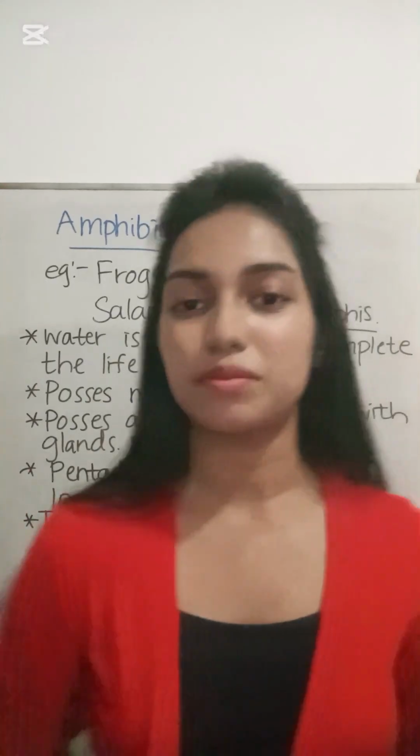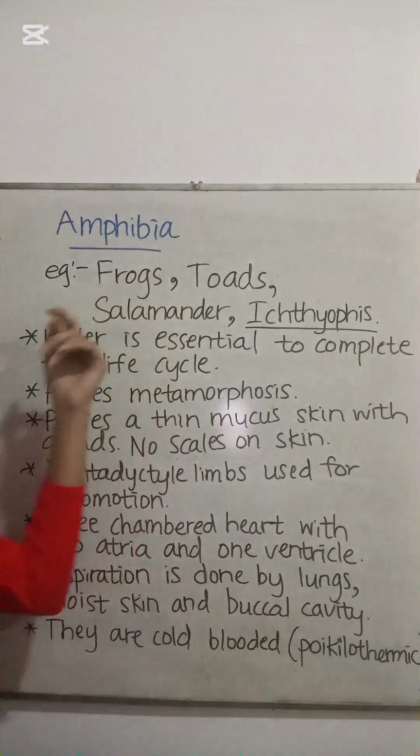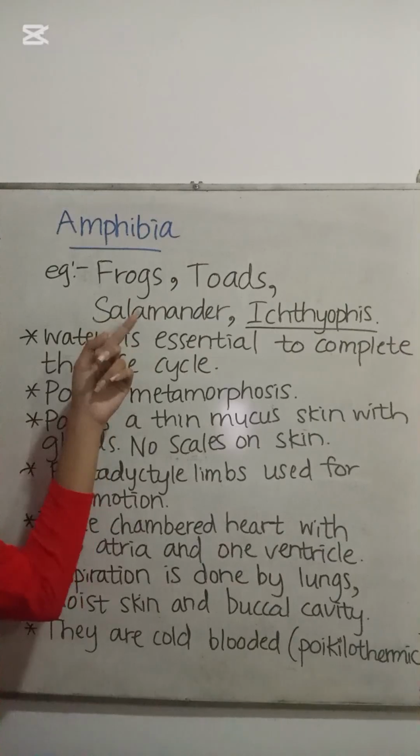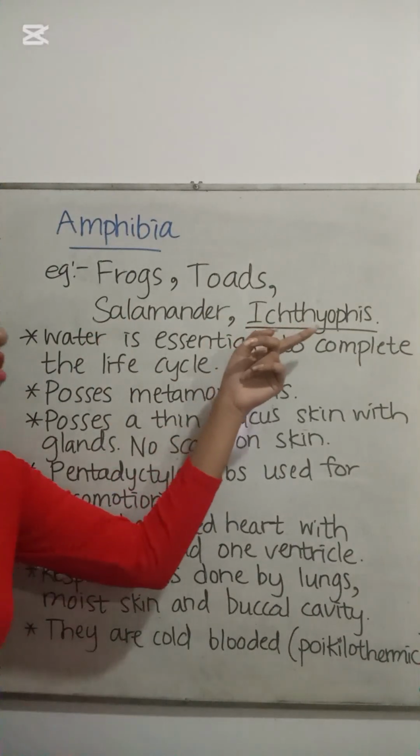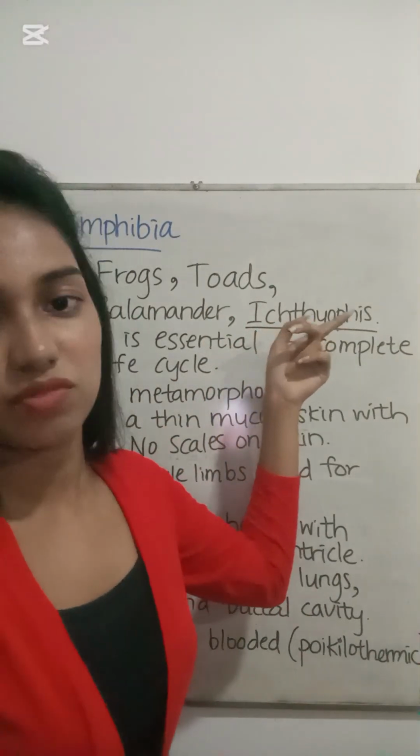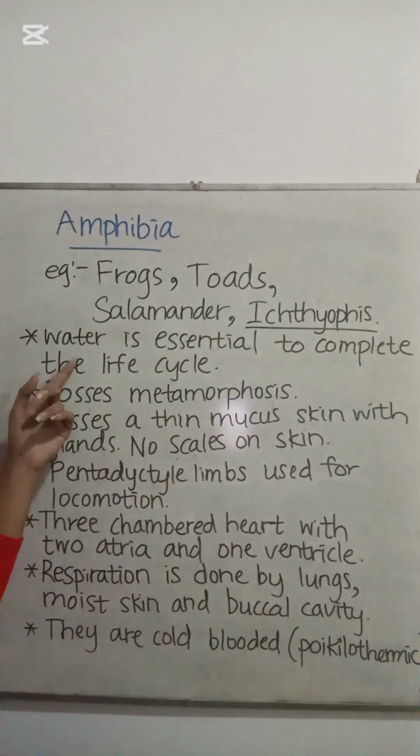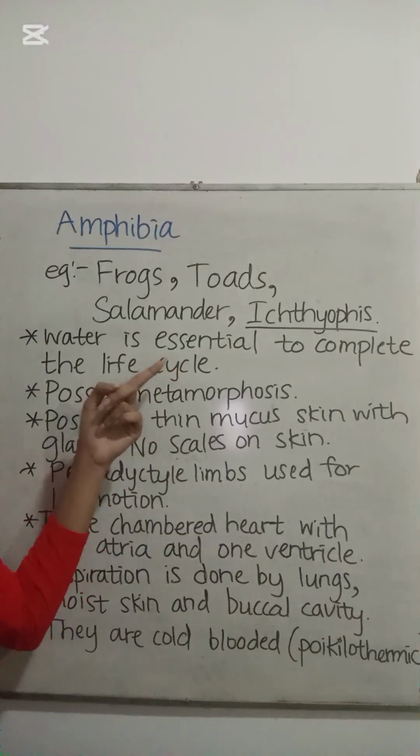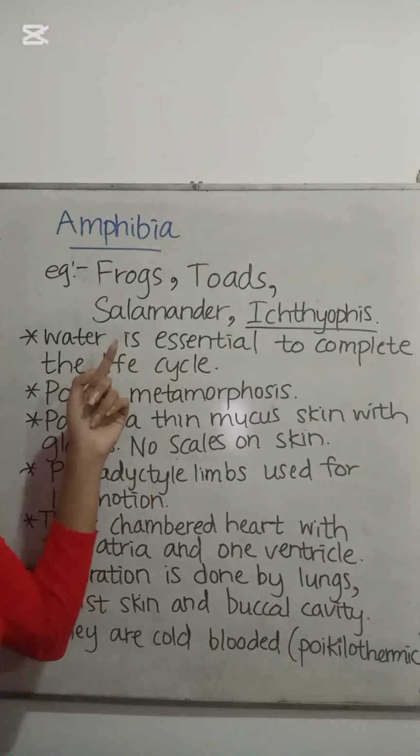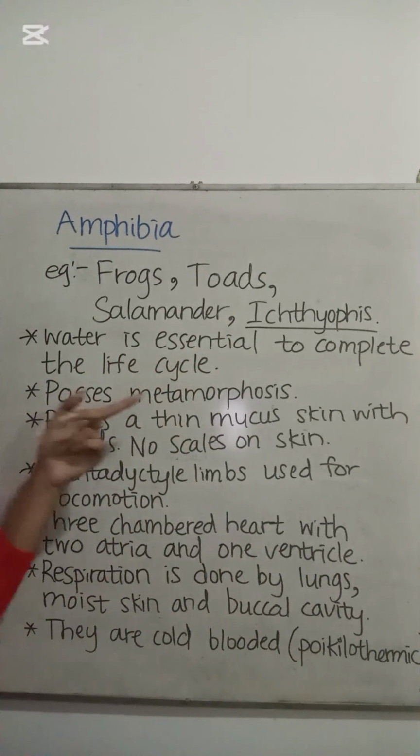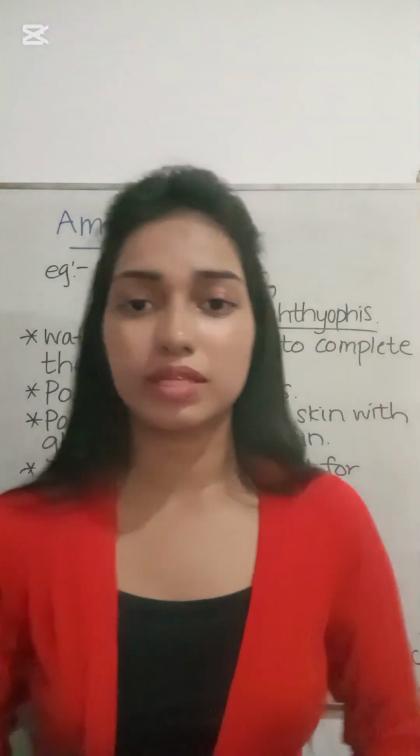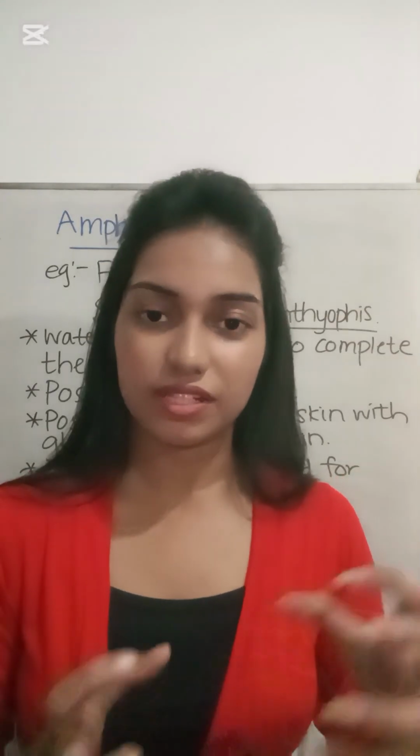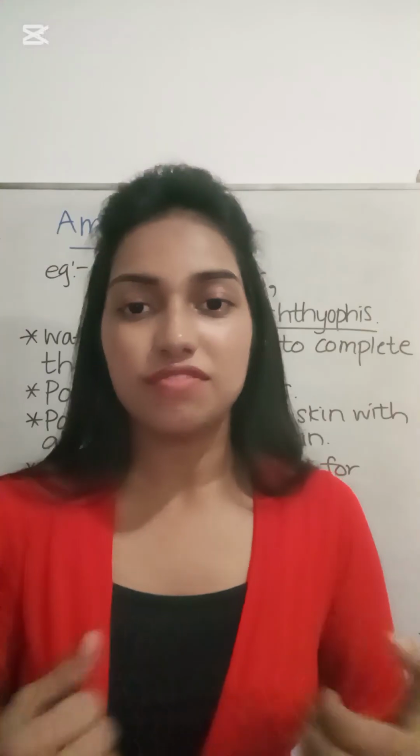The next class of vertebrates is Amphibia. Example: frogs, toads, salamander, Ichthyophis. Ichthyophis is a scientific name, that's why I have underlined it. Water is essential to complete the life cycle. That means even one stage in their life cycle must be aquatic, right? And they possess metamorphosis. What does it mean by metamorphosis? Metamorphosis is when there are several stages in their life cycle, and in those stages they show a vast difference.